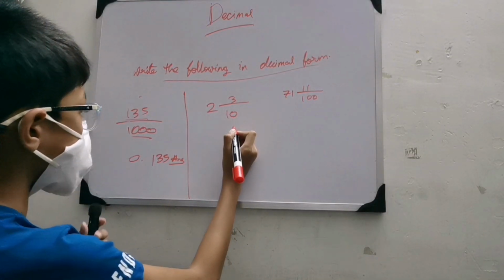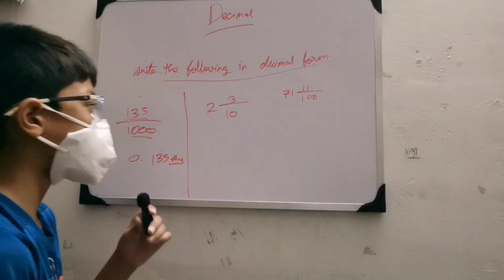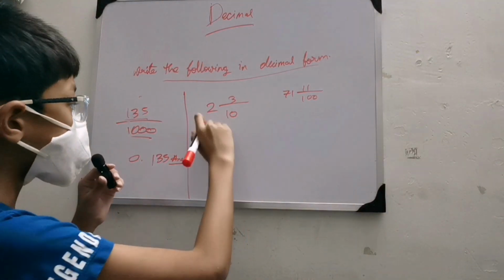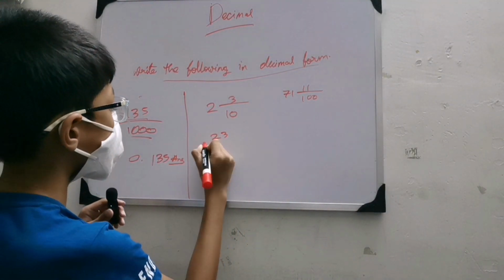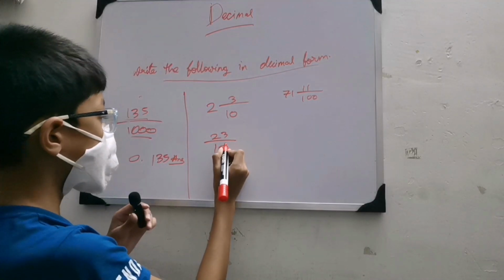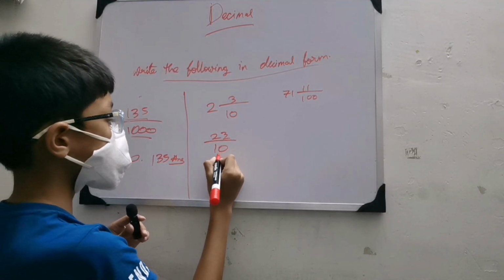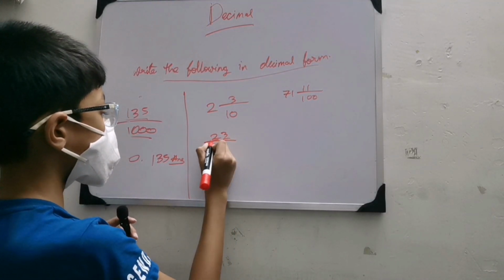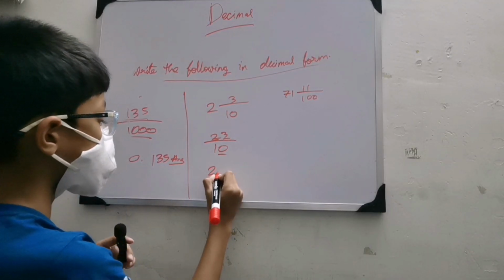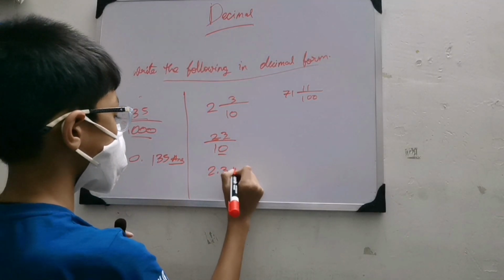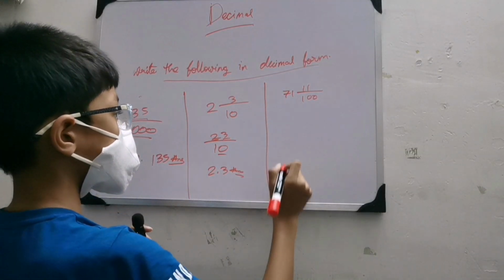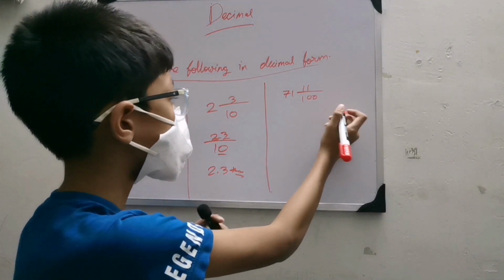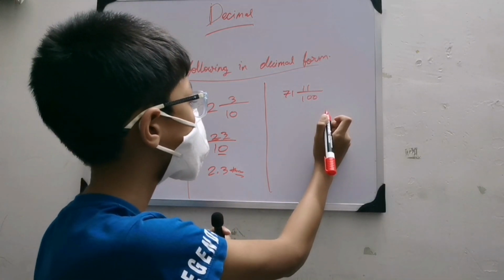Now time for this one. Actually, I have to convert it into an improper fraction first. 23 by 10. Now since there is only one space for each digit, 2 will come outside the decimal. So 2.3 will be our answer. Same with this, 1700.